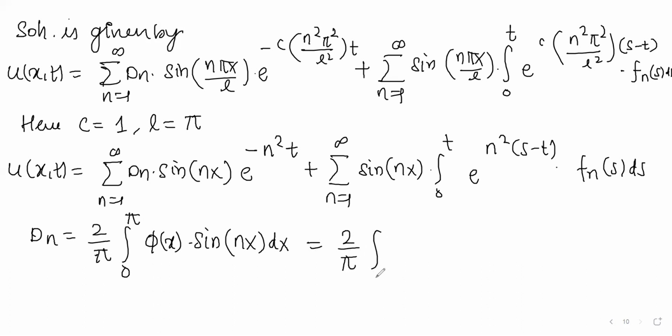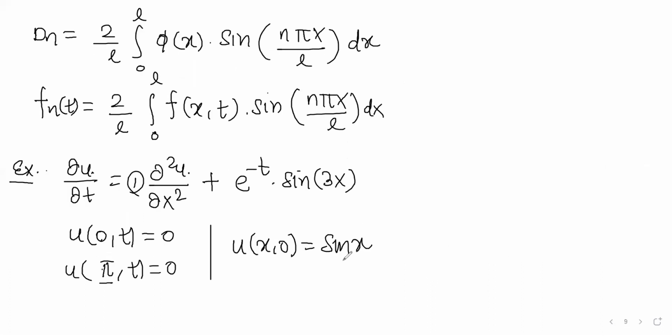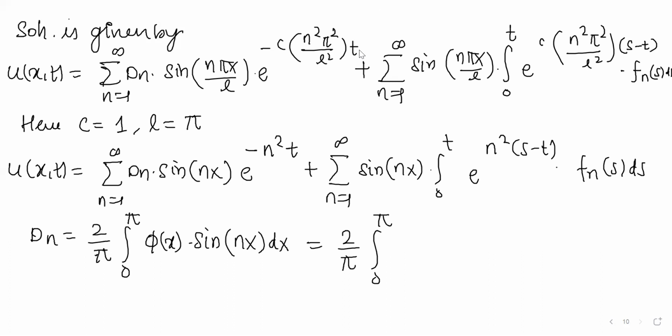Integral 0 to pi. What is my phi of x? Remember you have to identify what is your phi. The initial condition is given by phi, and the non-homogeneous part is your f of x, t. So in this case, phi of x is sine x, so it is sine x into sine nx dx.